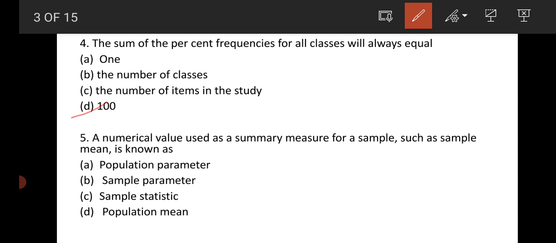A numerical value used as a summary measure for a sample, such as the sample mean, is known as. Here they are asking about a numerical value used for measuring a sample, such as the mean. Here the answer will be sample statistic.